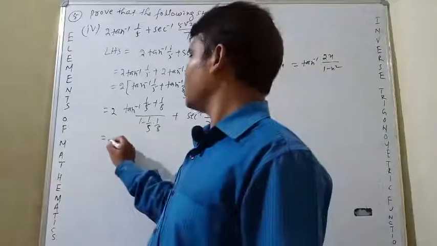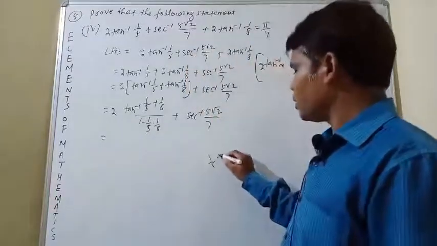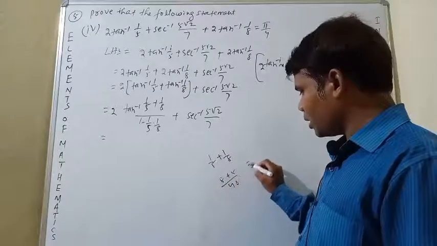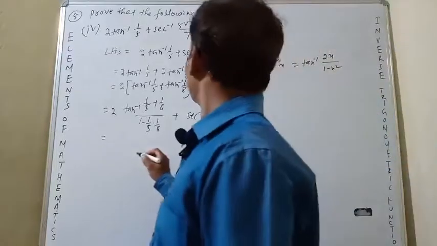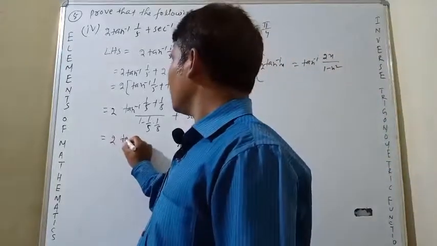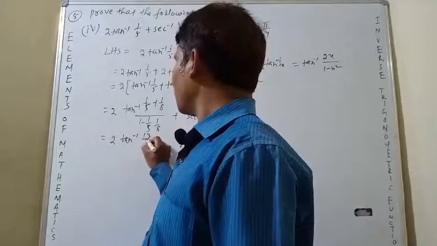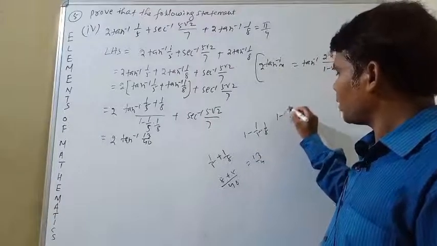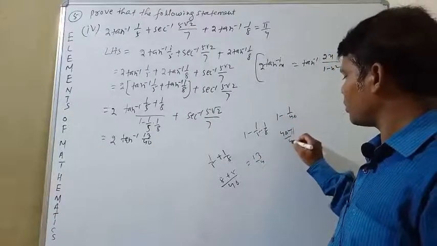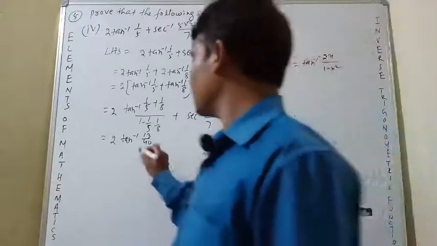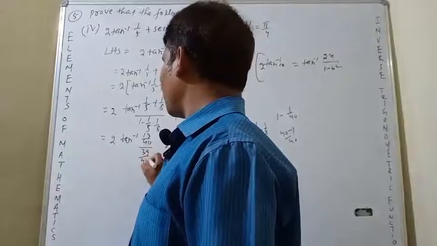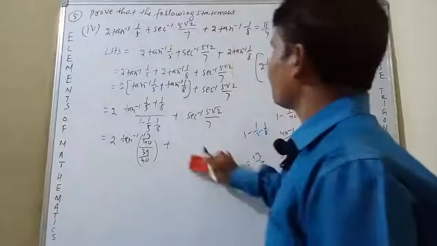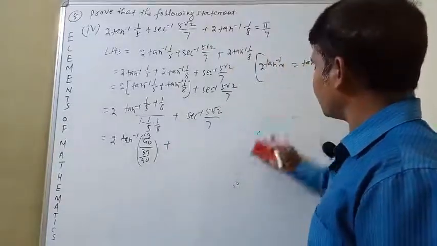Okay, is equal to how much? 1 by 5 plus 1 by 8. LCM 40. This is 8 plus 5, that is 13 by 40. Okay, this is equal to 2 tan inverse 13 by 40, divided by 1 minus 1 by 5 into 1 by 8. That is 1 minus 1 by 40, that is 40 minus 1 by 40, that is 39 by 40, plus sec inverse 5 root 2 by 7.